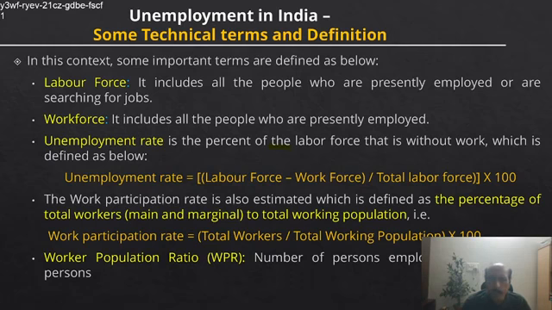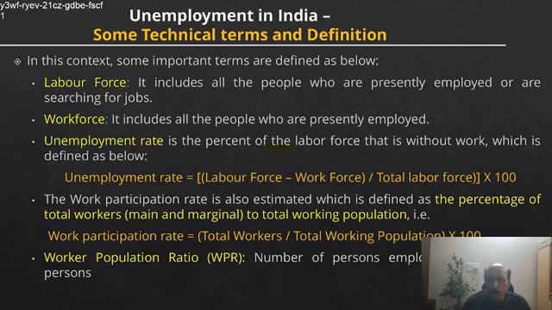And therefore, given the definition of the labor force and workforce, we define the unemployment rate. Unemployment rate is always defined in the following way: the labor force minus workforce divided by the total labor force into 100, in percentage terms. Therefore, the percentage of people who are seeking job in the market is defined as unemployed people. Technically, we define it as the labor force minus workforce divided by the total labor force into 100. That is the rate of unemployment. When we say 2% is the rate of unemployment, it means only 2% of the labor force is actually seeking job in the market, and the remaining are already employed.